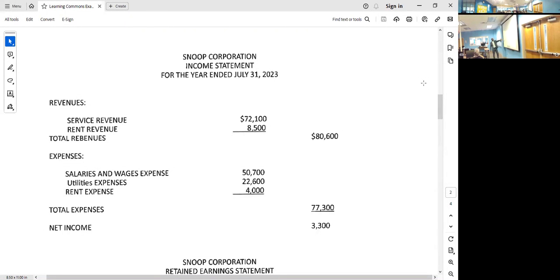We got total revenues, when you add them, of 80,600. Then we got expenses: salaries and wages, utilities, and rent expense. We add the expenses together and we got 77,300. Then we subtract the expenses from the revenue, and that gives us our net income.